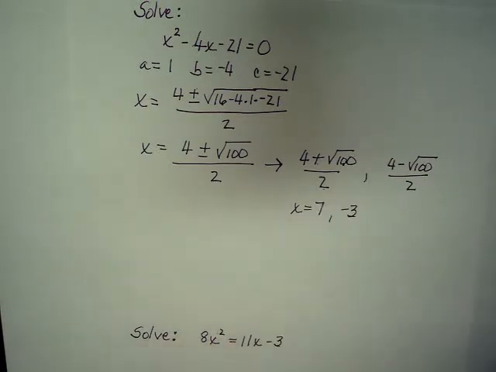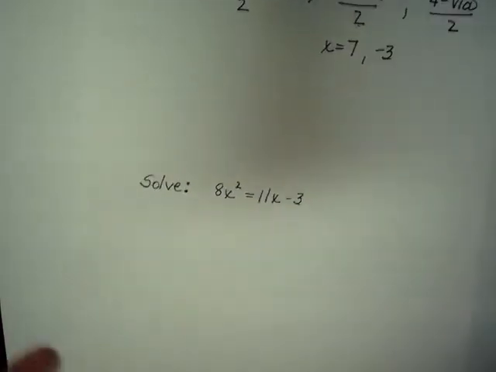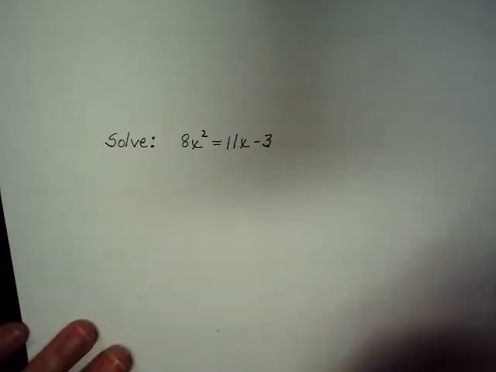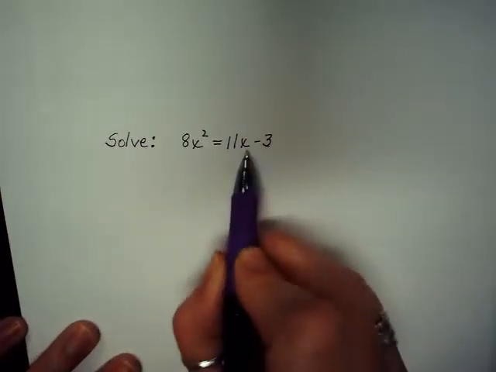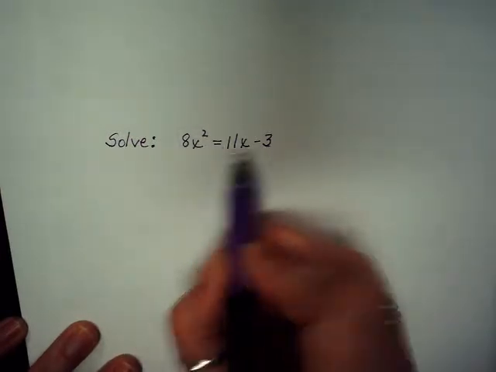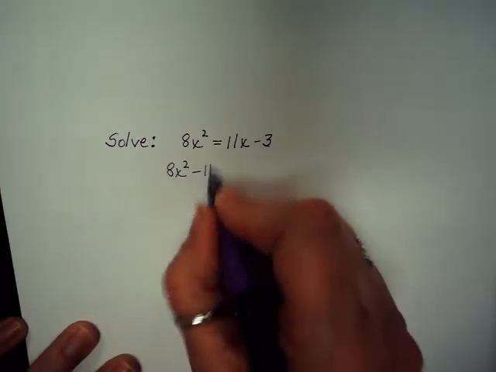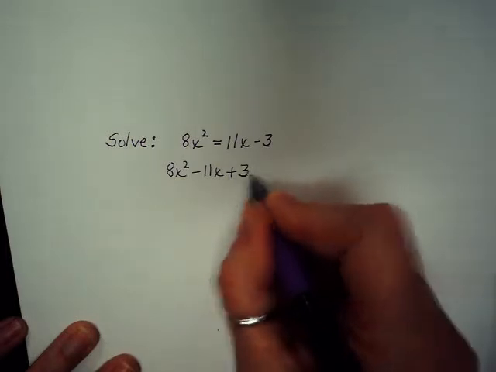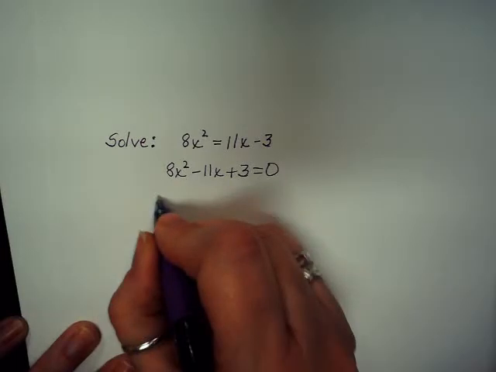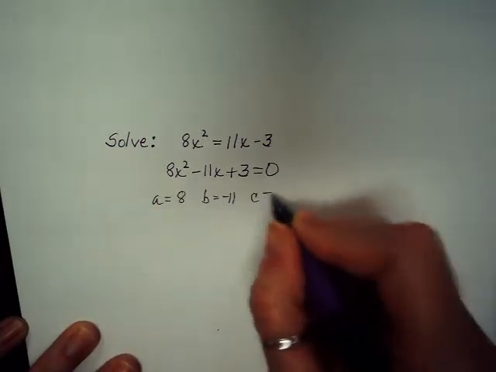So this should be coming back to you. Now I'm just going to do one more example so you can see. If you notice this one, I did not put it in standard form. So step 1 is standard form, which means you need to move your linear term and your constant term over. Try to keep your quadratic term positive. You could move it the other way, but this is easier. So it would be 8x squared minus 11x plus 3. Remember, when you move them, they change to their opposites, and then figure out a, which is 8, b is negative 11, c is 3.